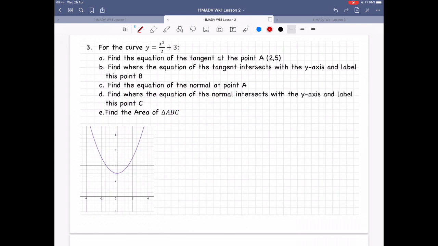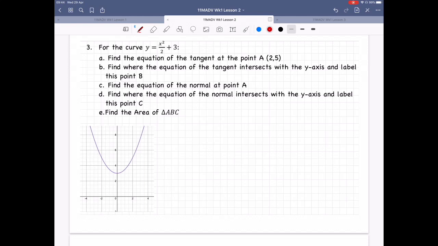Now when using equations of the tangent and equations of the normal, we'll find that we can make some geometric shapes based on what happens on the Cartesian plane when we're using these equations. So in our last example, we're going to look at what happens when a shape is created by the equation of the tangent and equation of the normal, and then find the area of that shape.